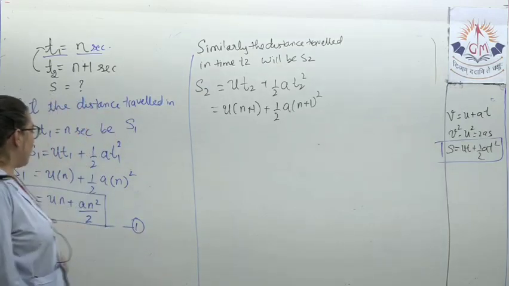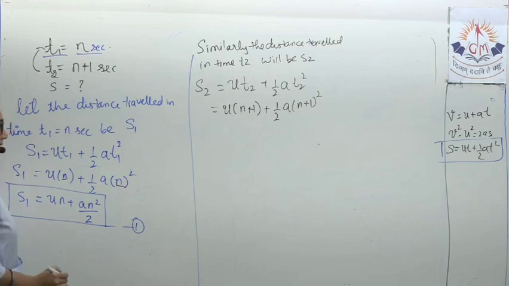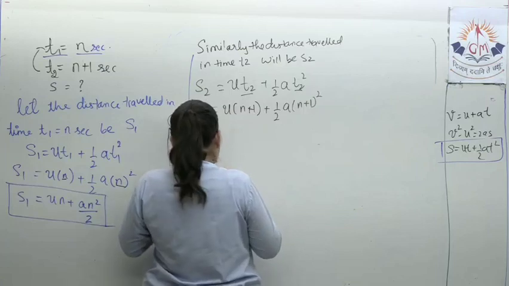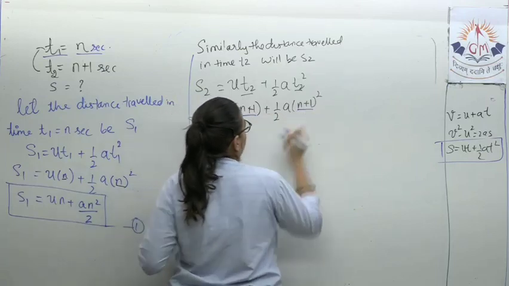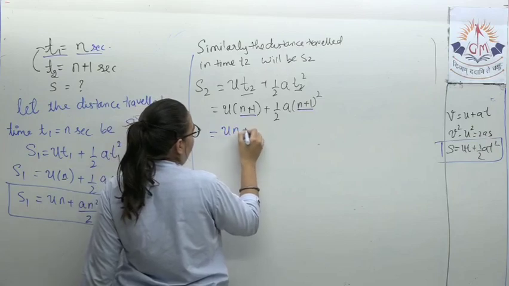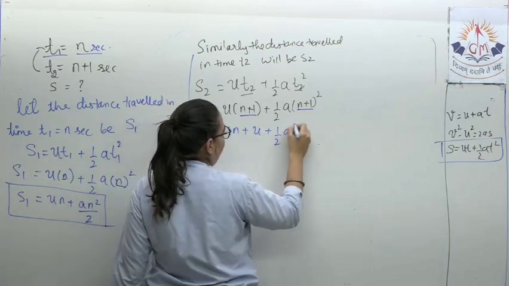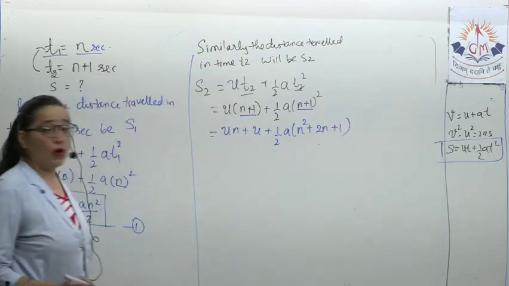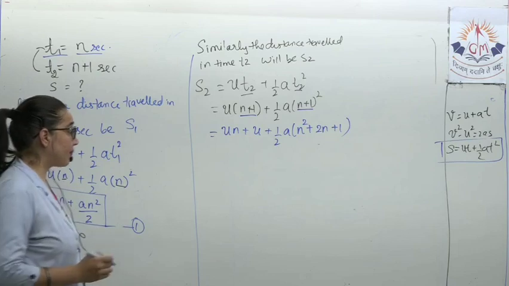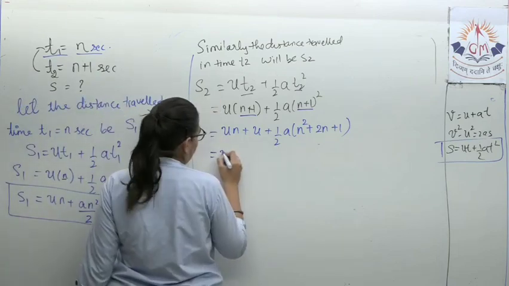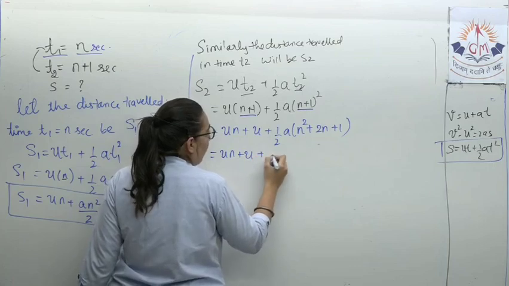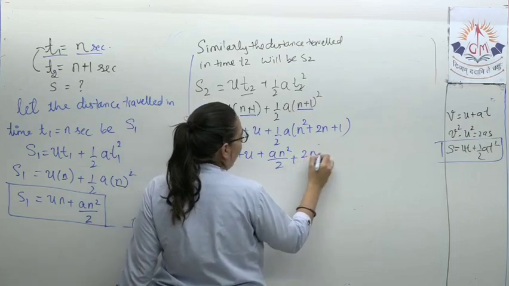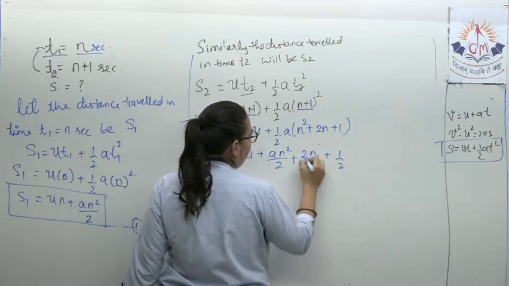What we have done: first we put the value of n in place of t1. Now in place of t2, we put the value n plus 1. This is equal to un plus u plus half a into n squared plus 2n plus 1. I hope you are clear with this content. So what will be the second distance? un plus u plus, multiplying the a inside, an squared by 2 plus 2n by 2 plus 1 by 2. Cut this 2.